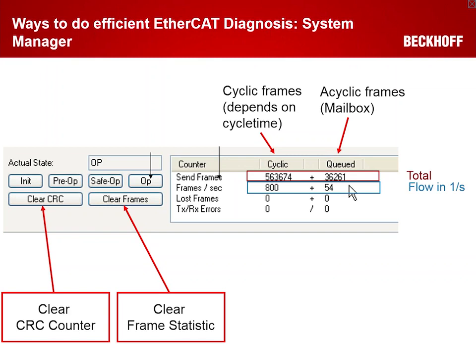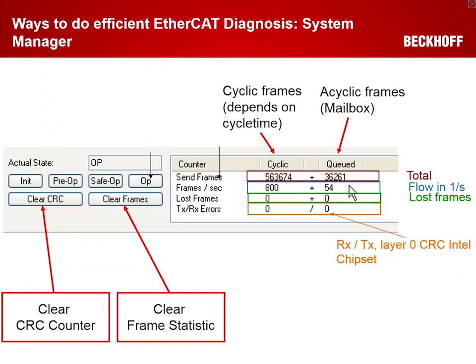Then we have the number of frames per second, also for cyclic and queued. Then we have a counter for lost frames. So if TwinCAT sees a lost frame, which means also if the frame has a CRC error, then this is counted up. And the last line we see on a very, very low level directly on the Ethernet network adapter, so the Intel chipset gives us information about receive and transmit errors on a very low level, and this is counted up in the last line. So a lot of information for cyclic and for acyclic frames in the frame statistic.